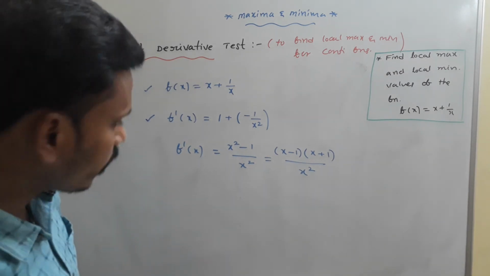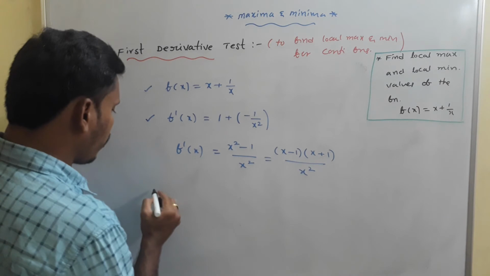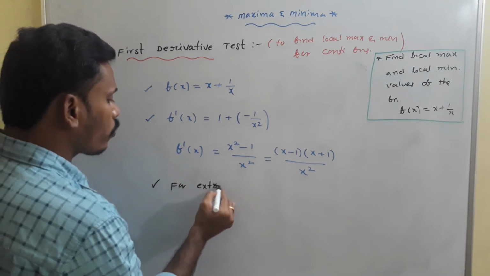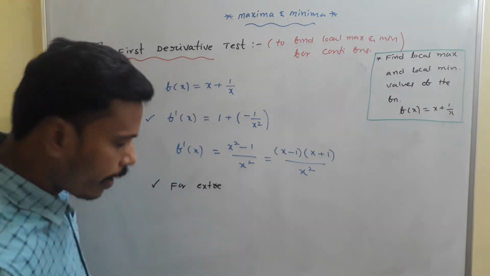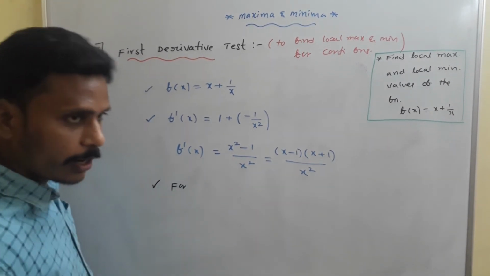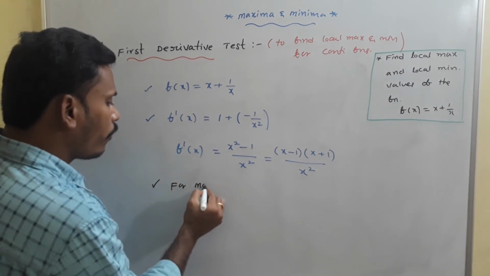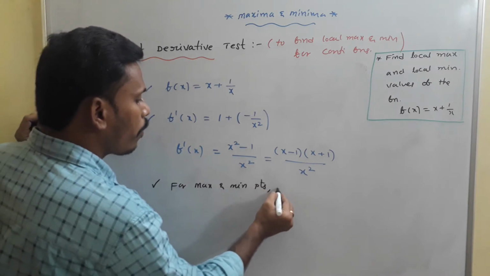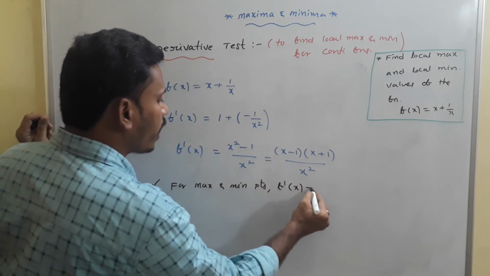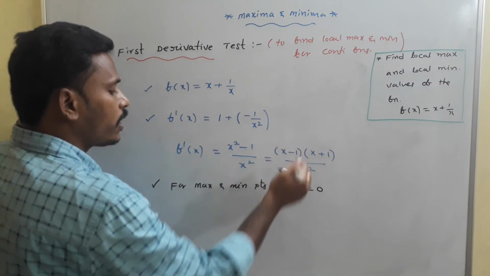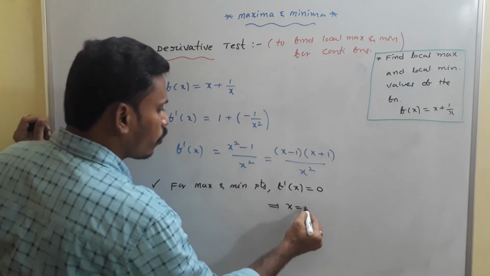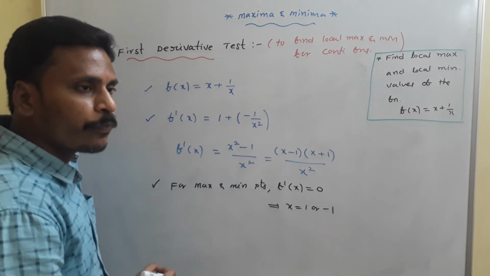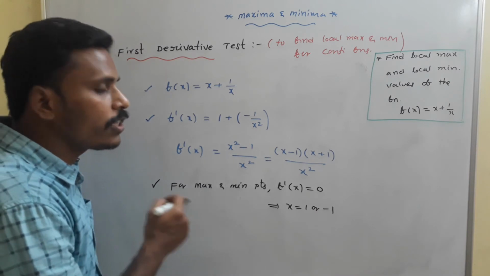Now I need to search for the critical points and specifically turning points. You may call them extreme points also: extreme points, maxima, minima points, turning points, critical points, anything you can use. For maxima and minima points, we need to equate the derivative f dash of x to 0. If you equate it to 0, you will get x equals 1 or minus 1. So we need to think which one is the maxima point and which one is the minima point.